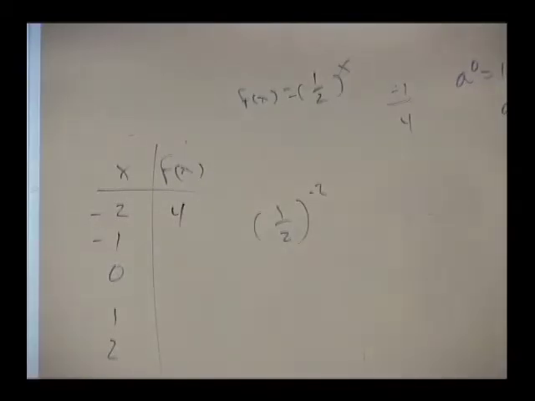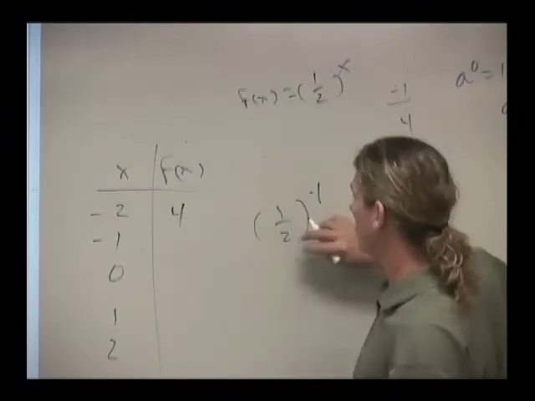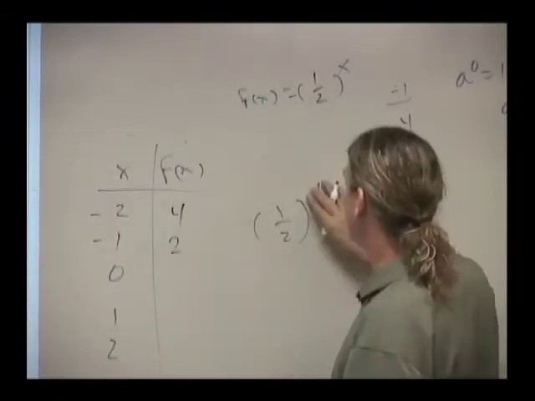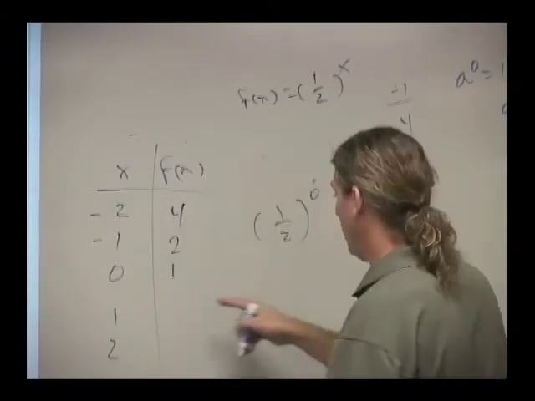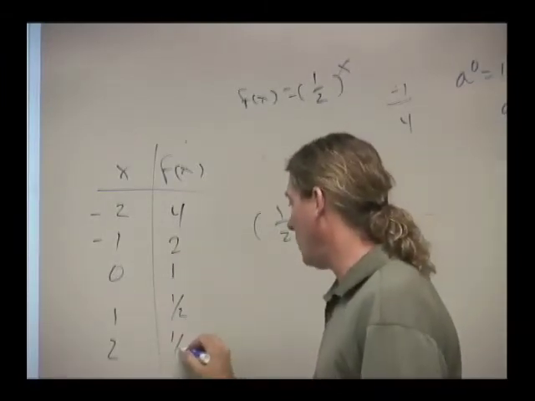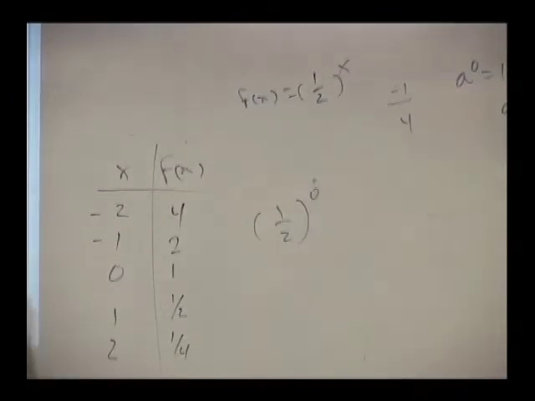Okay. 1/2 raised to the negative 1 will be 2. 1/2 to the 0 will be 1 again. And 1 will be 1/2 and then 1/4. And you can see the same exact behavior that was happening the other way is now going this way.